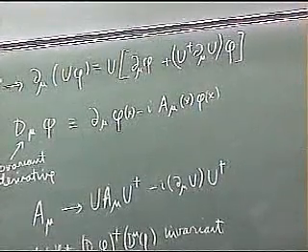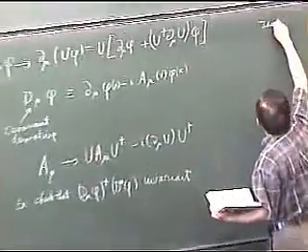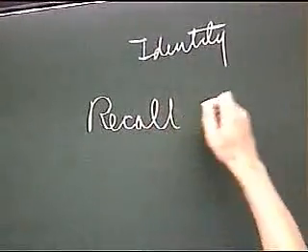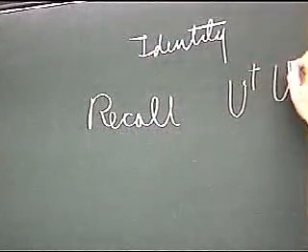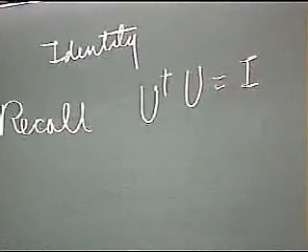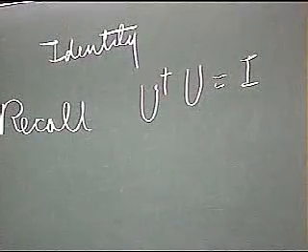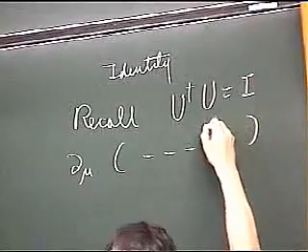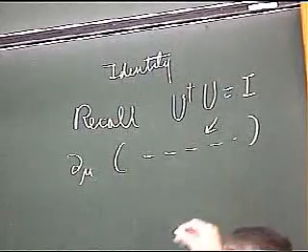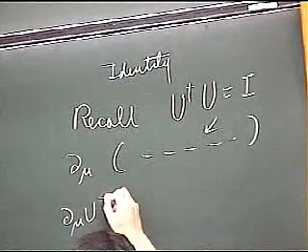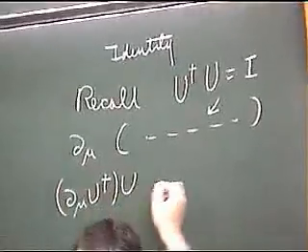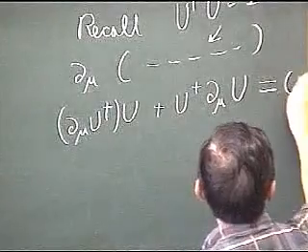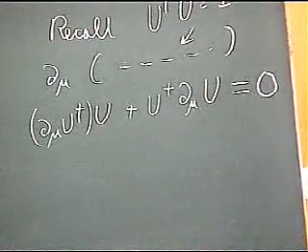However, I have to tell you an identity. The identity is the following. Let's recall that u dagger u is equal to the identity matrix. Now if I were to take the derivative of this equation, I get d mu u dagger u plus u dagger d mu u is equal to 0, right? Because the derivative of the identity matrix is, of course, 0.